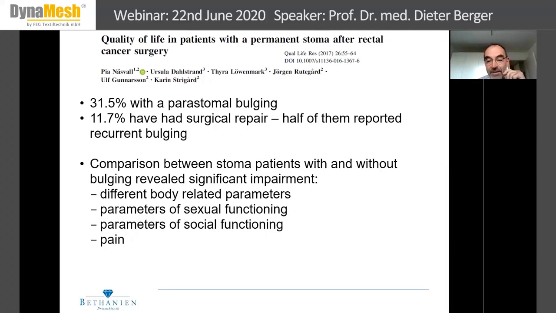So if you have a patient with a stoma, these patients may have reduced quality of life. And if you have a parastomal hernia in a patient with a stoma, you have an even more pronounced decrease of quality of life. And this may be a fact that underlines the necessity of a safe repair of a parastomal hernia.